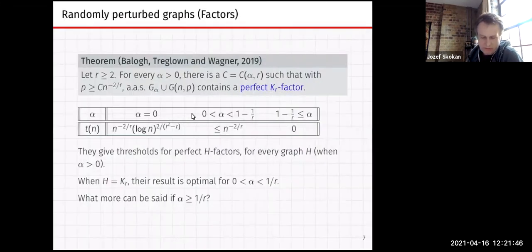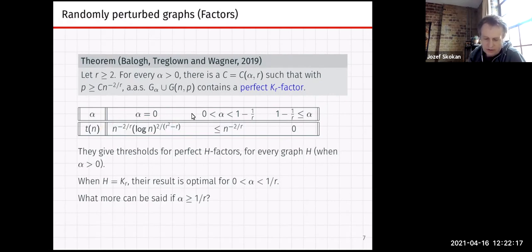Okay, I will forget now about Hamiltonicity for a little bit. We will talk about the factors, and especially the factors where we try to cover everything by copies of the complete graph on r vertices. Again, if alpha is equal to 0 and I'm in the random graph, then I know that the threshold is given by the Johansson-Kahn-Vu theorem, and that gives me this particular formula.